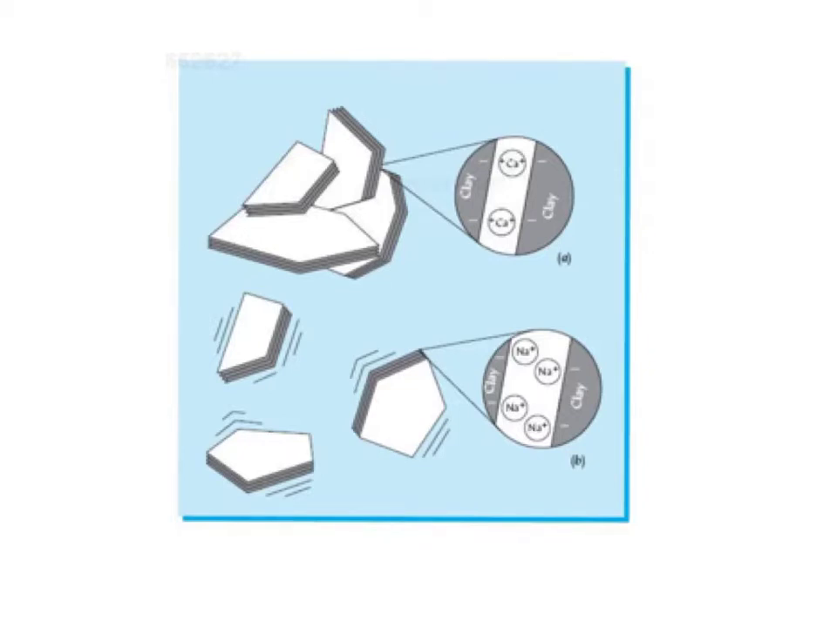We're on figure 4.10 in your book, page 108. What we're seeing here is something called flocculation. Flocculation means that particles will be attracted to one another and attach themselves to one another. And this is particularly the case with clays.